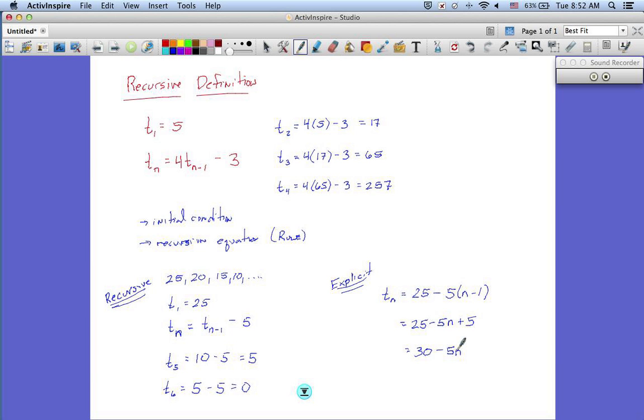It's 30 minus 5, right? Minus one term, one difference. So 25 would be my starting term, the starting dot on my graph.